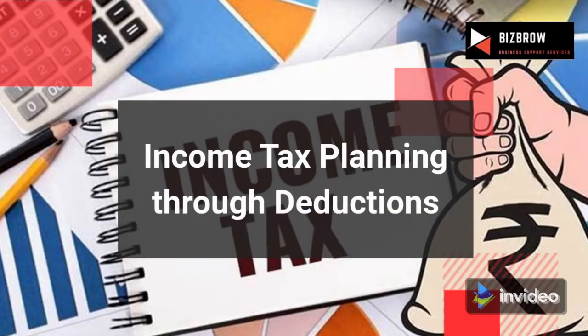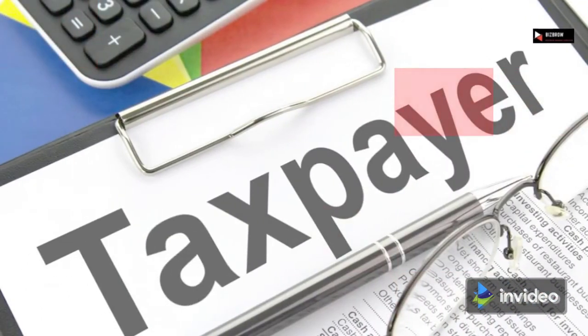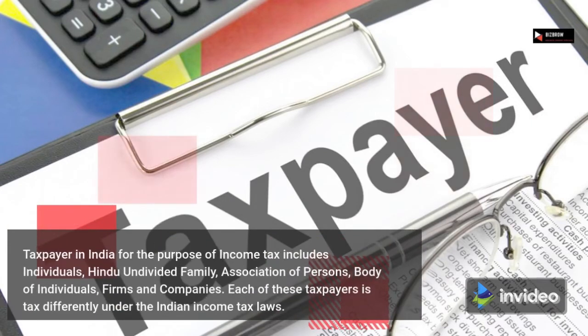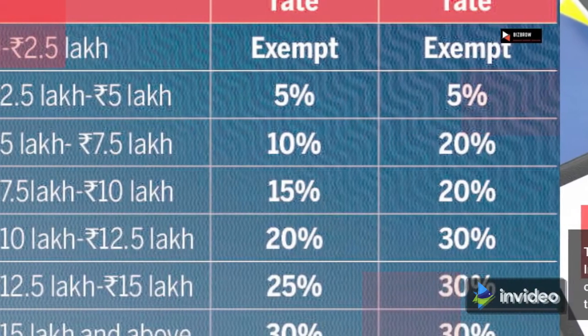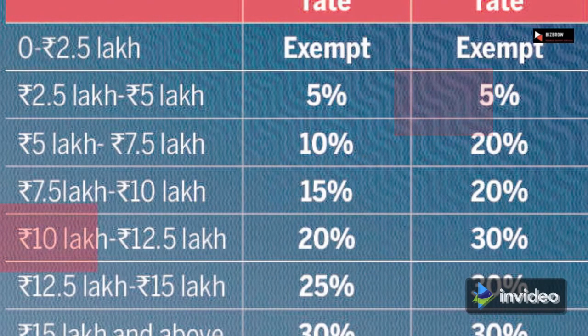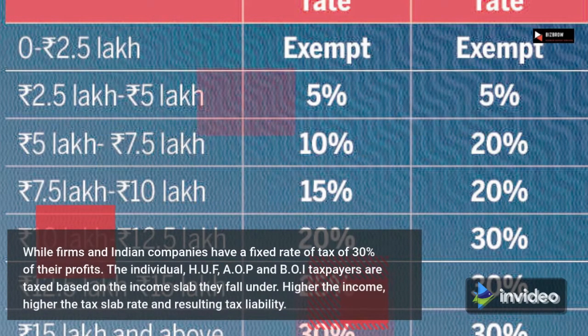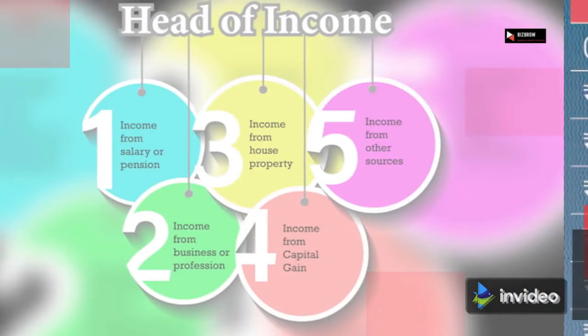Income tax planning through deductions. Taxpayer in India for the purpose of income tax includes individuals, Hindu undivided family, association of persons, body of individuals, firms, and companies. Each of these taxpayers is taxed differently under the Indian income tax laws. While firms and Indian companies have a fixed rate of tax of 30% of their profits, the individual, HUF, AOP and BOI taxpayers are taxed based on the income slab they fall under. Higher the income, higher the tax slab rate and resulting tax liability.